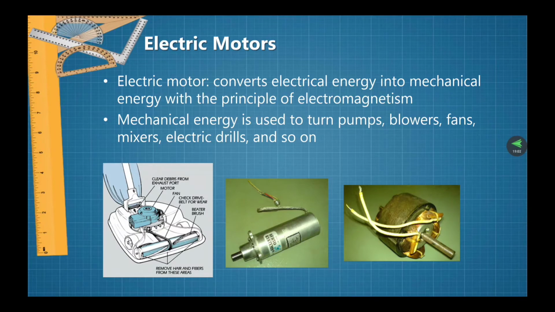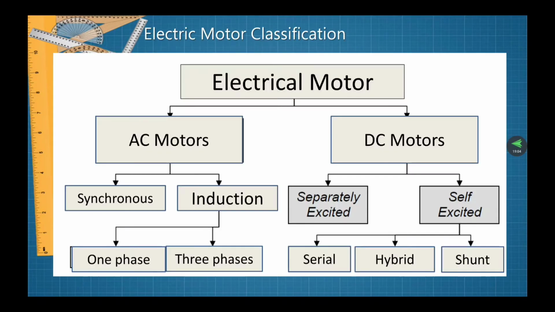And we can see the classification of electric motors. They have two variables. First is AC motors, and then DC motors, and then the synchronous.